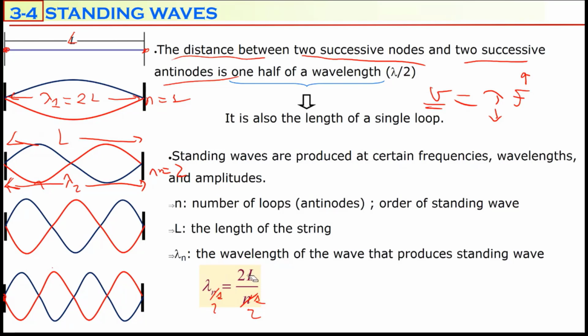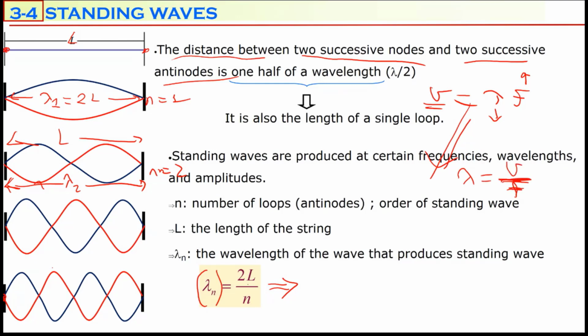And you can get at what wavelength you can obtain a standing wave on a string, on a rope, or on a spring. The only difference we are going to make now is that we will not represent the standing waves by wavelengths. We will represent them by frequency. How? Instead of lambda, I am going to write its equivalent. What is lambda equal to from this equation? Lambda is equal to V divided by F.